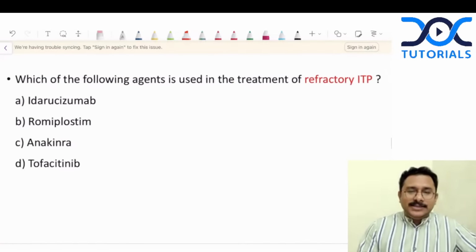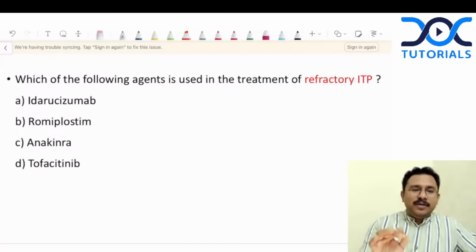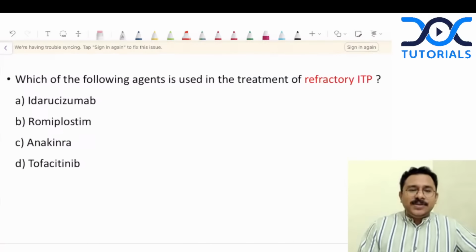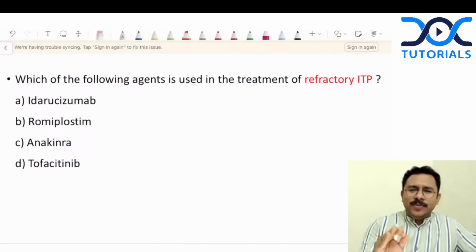Now, next, let us see who's going to answer this. Which of the following agents is used in the treatment of refractory ITP? Is it idarucizumab, romiplostim, anakinra, or tafasitamab? What do you think? I'll just tell you in the next 2-3 minutes. Two minutes, most important drugs for ITP.